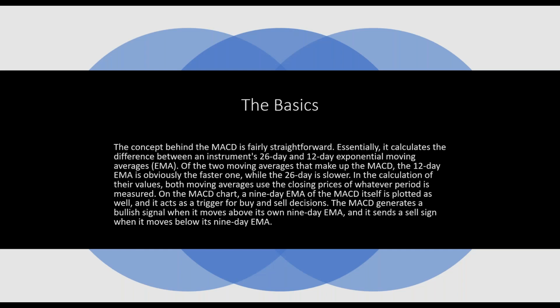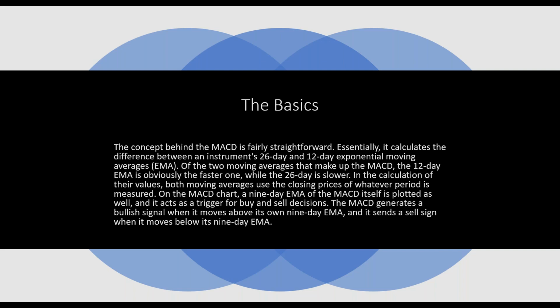Essentially, it calculates the difference between the instrument's 26 and 12-day EMA. Of the 2 moving averages that make up the MACD, the 12 EMA is obviously the faster one, while the 26 is slower. In the calculation of their values, both moving averages use the closing price of whatever period is measured. On the MACD chart, a 9-day EMA of that MACD line itself is plotted, and it acts as the trigger to buy and sell. The MACD generates a bullish signal when it crosses above its own 9-day EMA, or sends a sell signal when it moves below the 9-day EMA.